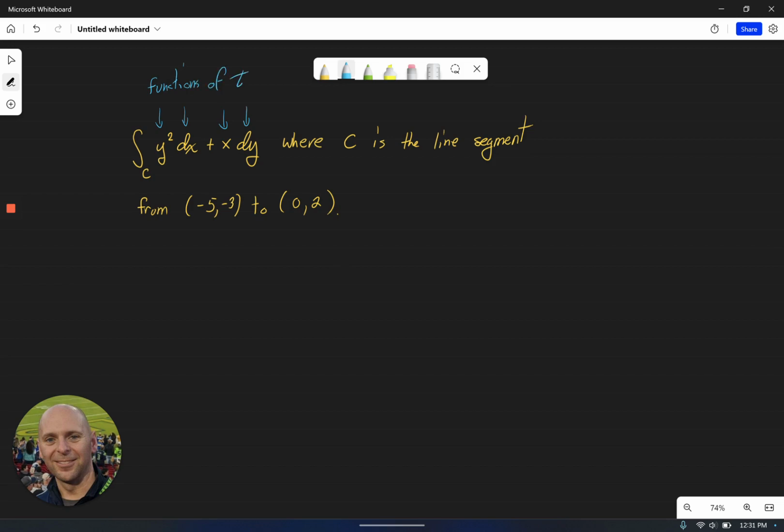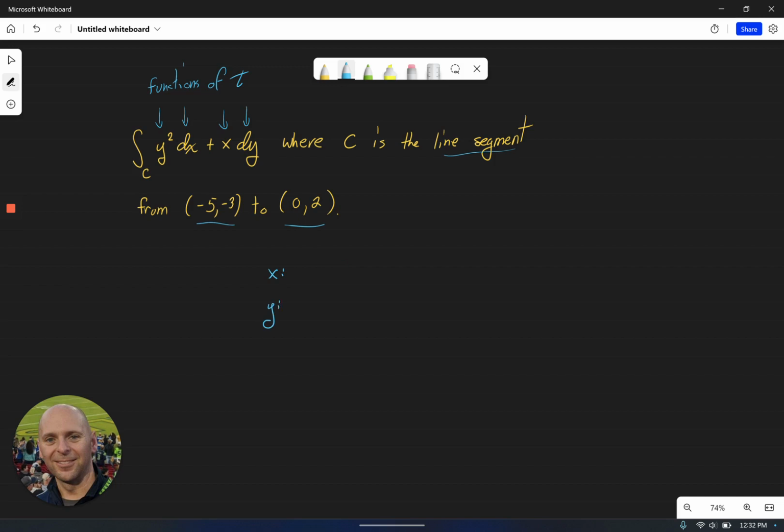And that's going to depend on our particular curve that we're working on. And in this case, C is a line segment connecting a couple of points. We've got (-5, -3) and (0, 2). So our first task is to come up with a parametric form for that line segment. This is not particularly challenging, but we may or may not remember how to do it. So I'm going to break it up into a couple of different pieces here.